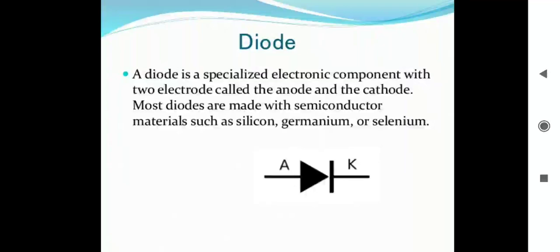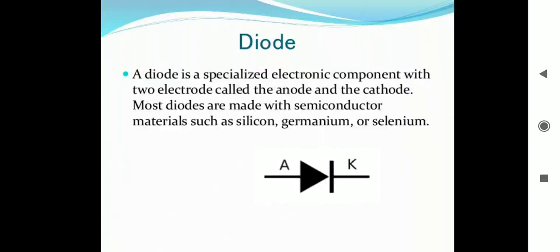Dear student, in the previous lecture we discussed the diode and the types of diode. Then we saw an overview of the PN junction diode and Zener diode. Now in this lecture we will see the working principle of the Zener diode.